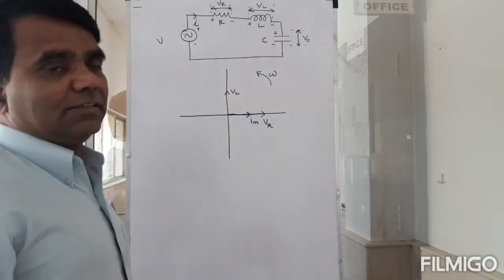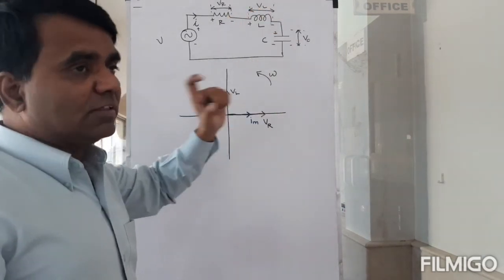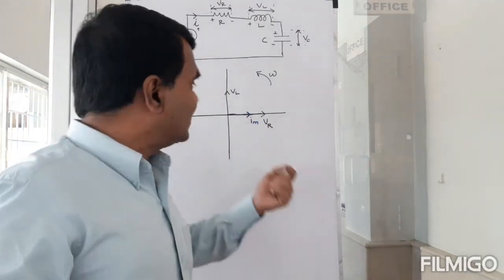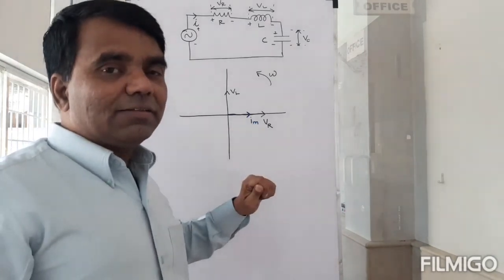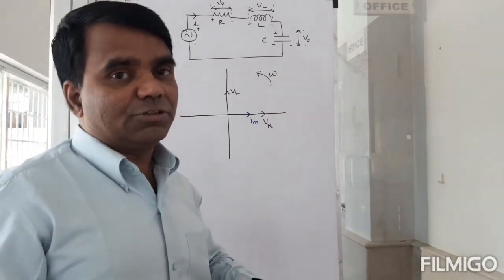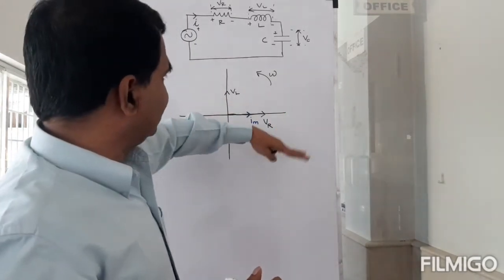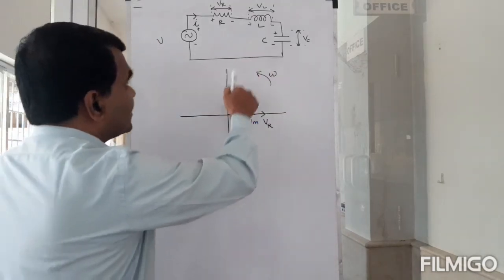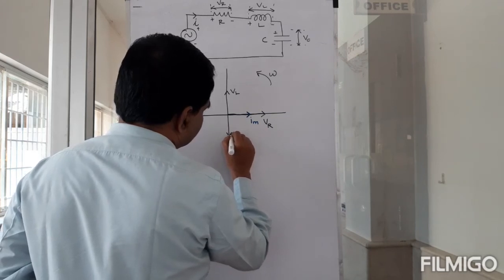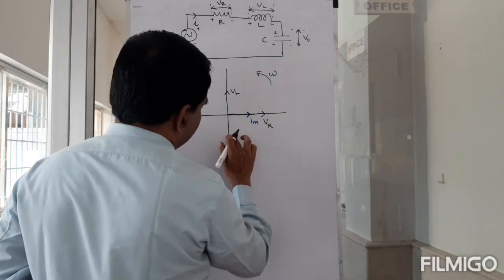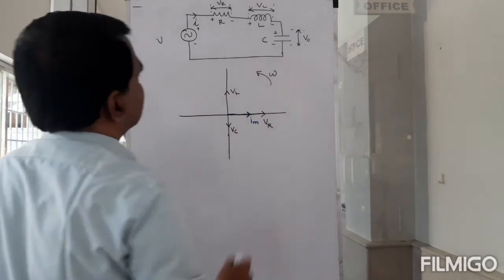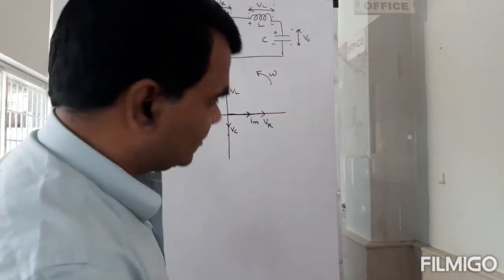And what about VC, the voltage across a capacitor? The voltage across a capacitor must lag the current. Why? We said that the current in a capacitor leads the voltage. So if this is the rotational direction, then VC must be 90 degrees behind the current. I'll probably do this. So this is VC. Maybe I should use a different color. I better use it.